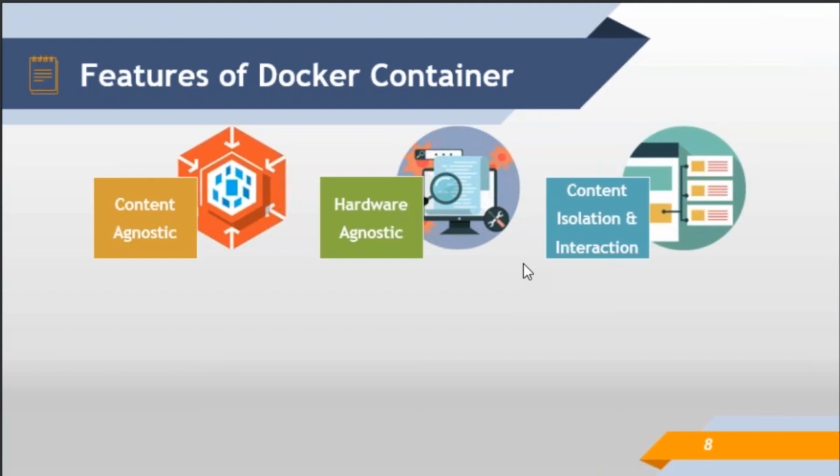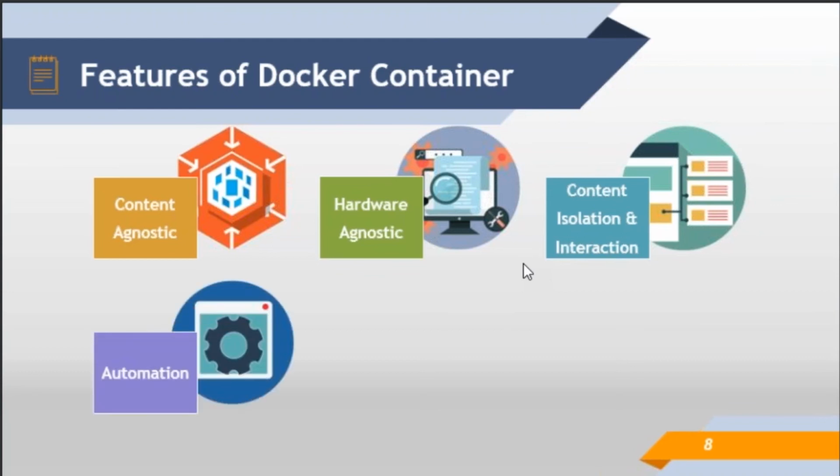They have content isolation and interaction. When you package a component into one Docker image, you can include various applications inside a Docker container, and different Docker containers representing different applications can be hosted on a single machine. And since these are isolated components, they will be working independently, each for its own application.